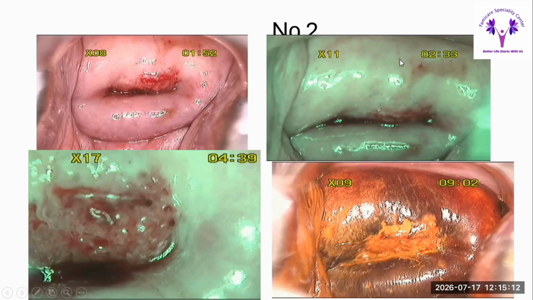Small punctations are seen here, and this is the enlarged view. This is enlarged to 17, and you cannot make out much. So this is blood vision. Whenever you are increasing the magnification, you need to shift the colposcope a bit.